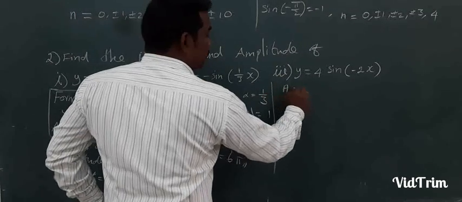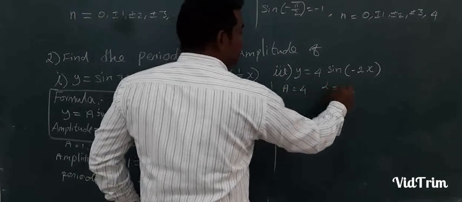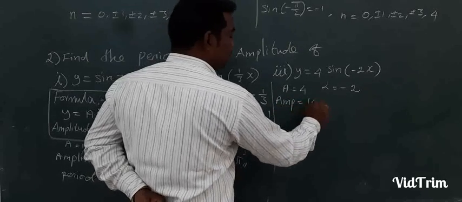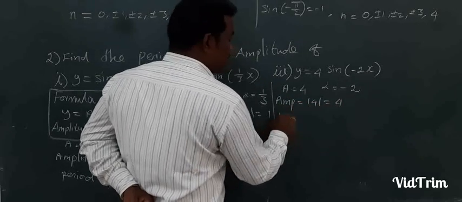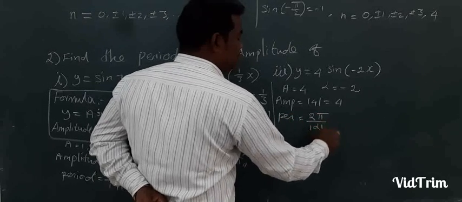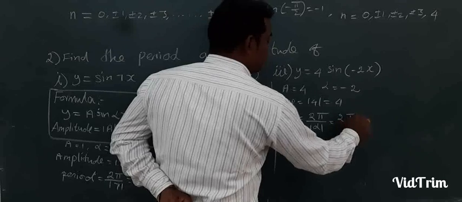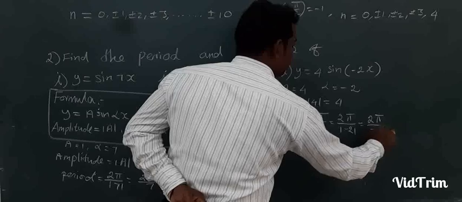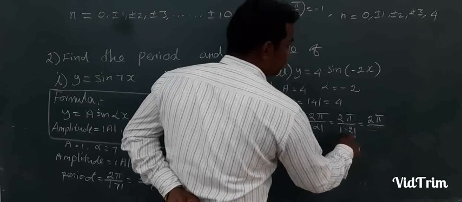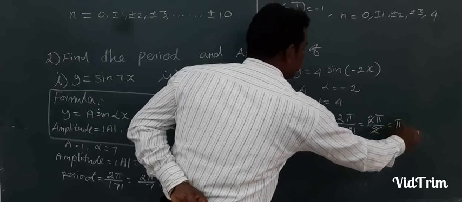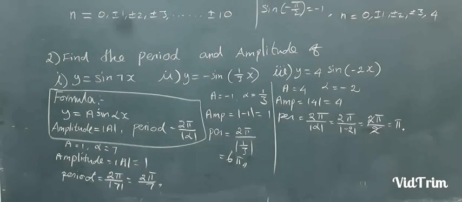And the third question: here a is equal to 4 and alpha is equal to minus 2. So the amplitude is equal to modulus of 4, which is 4, and the period is 2 pi by modulus of alpha, 2 pi by modulus of minus 2. Taking the modulus changes it to positive, cancel it, so the period is pi. That's all the answer. You copy that.